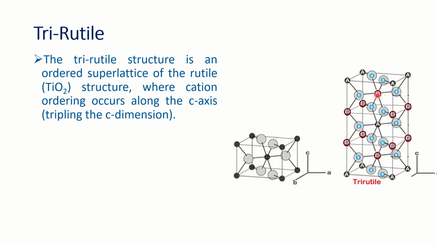That means A2B4. Now count the oxygen. Oxygen is 12. So A2B4O12. That means there are 2 formula units. If the stoichiometry is AB2O6, multiply AB2O6 by 2, then it will give A2B4O12. And this is literally A2B4O12.